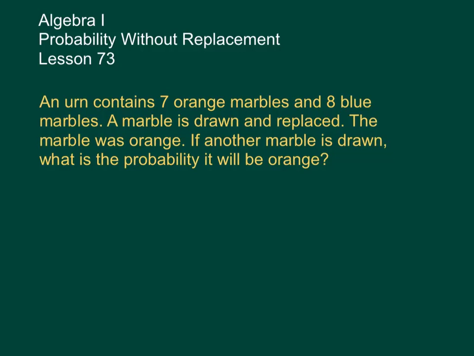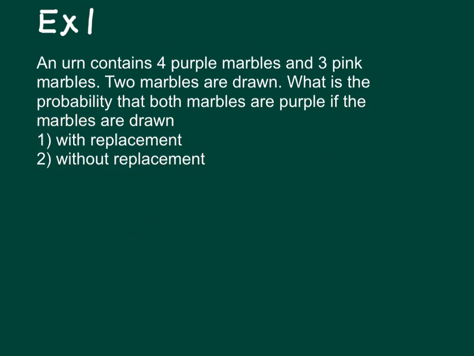Well, how many orange marbles are in this jar? Well, there's 7 of them, right? And then how many total marbles are in the jar? Because we replaced that first marble, right? So there's still 15 marbles in there. So the probability that we draw a marble and that it's the color of orange is 7 out of 15. Now the problem that I just went over was called probability with replacement because we replaced the marble that we drew.